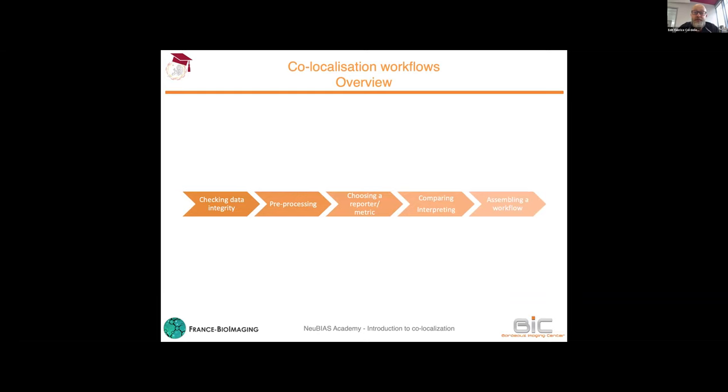And then you will start your journey into the co-localization analysis world. For the purpose of this talk, I've been separating this journey into five big steps: checking data integrity, then pre-processing, then choosing a reporter or metric, then comparing and interpreting, and finally assembling the workflow, as you've been establishing which tools, which elements you will assemble.